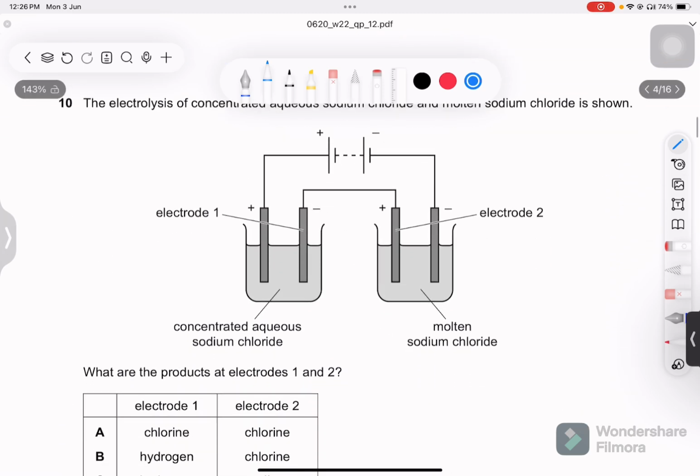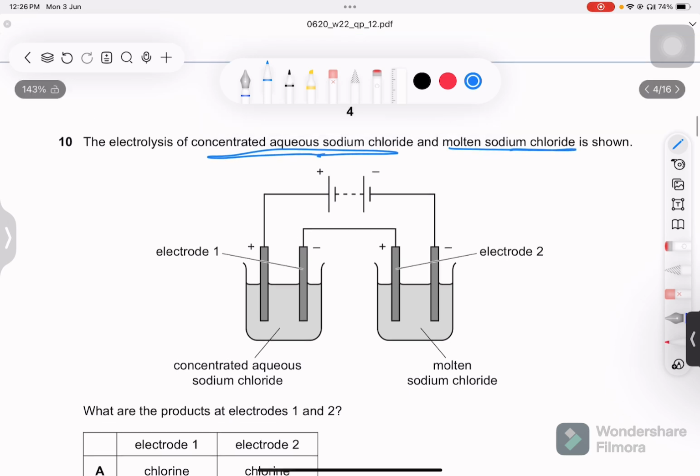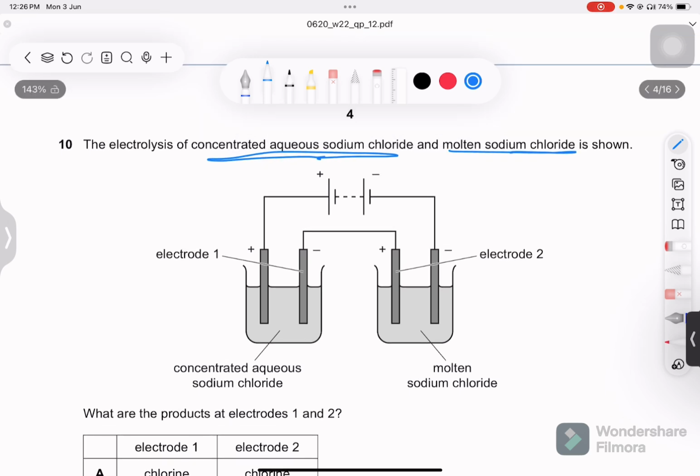Next, question 10. The electrolysis of concentrated aqueous sodium chloride and molten sodium chloride is shown. What are the products at electrodes 1 and 2? Okay, so electrode 1 is a cathode because the negative one is the cathode on which the cation deposits, and electrode 2 is an anode where the anion deposits.